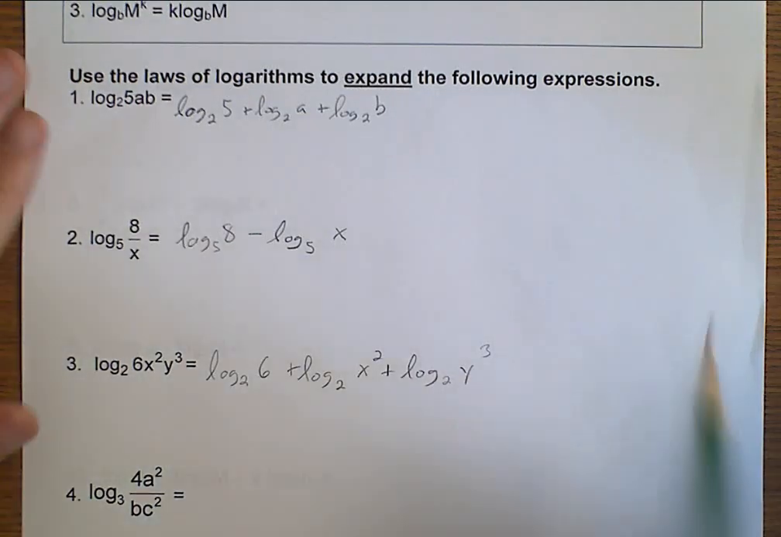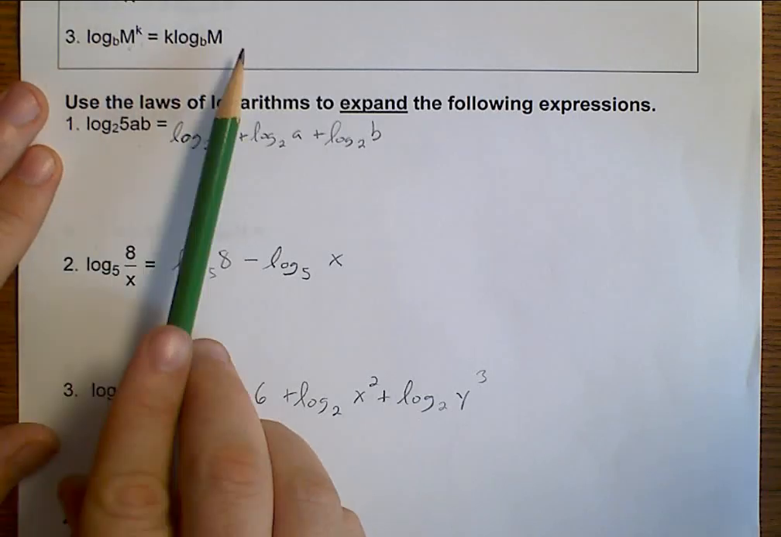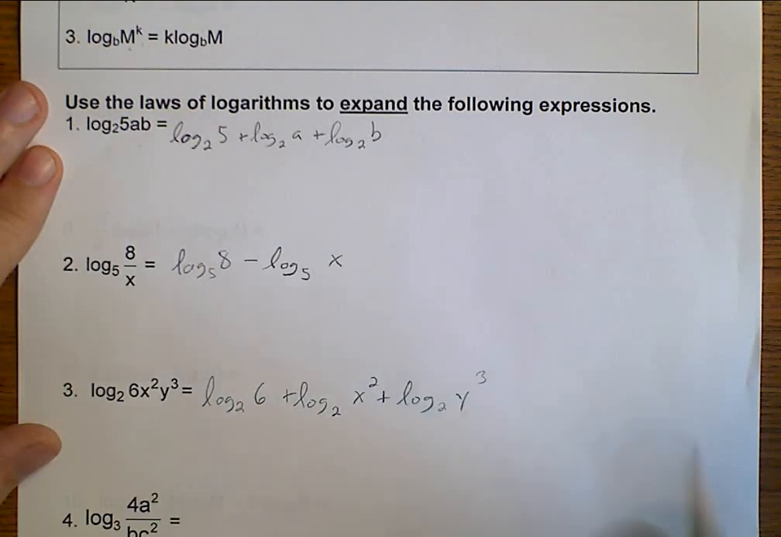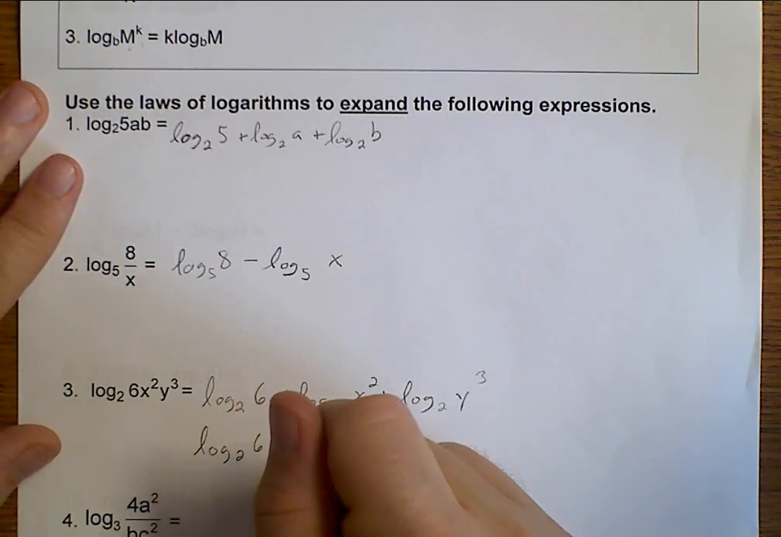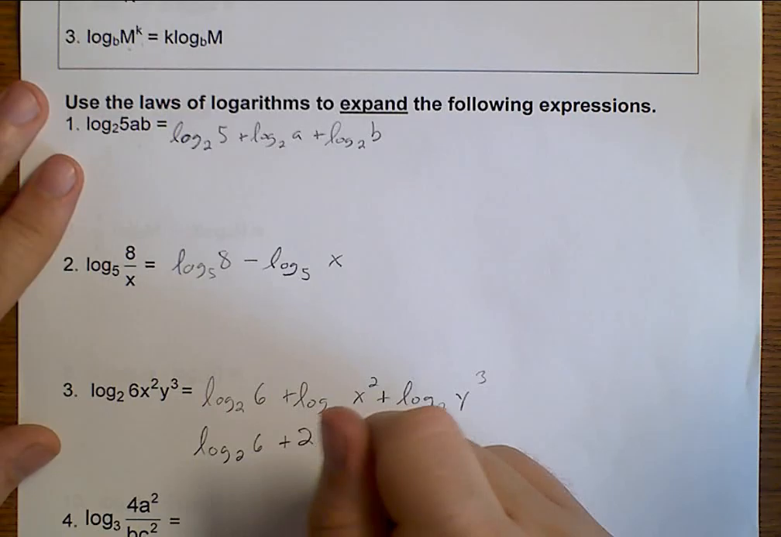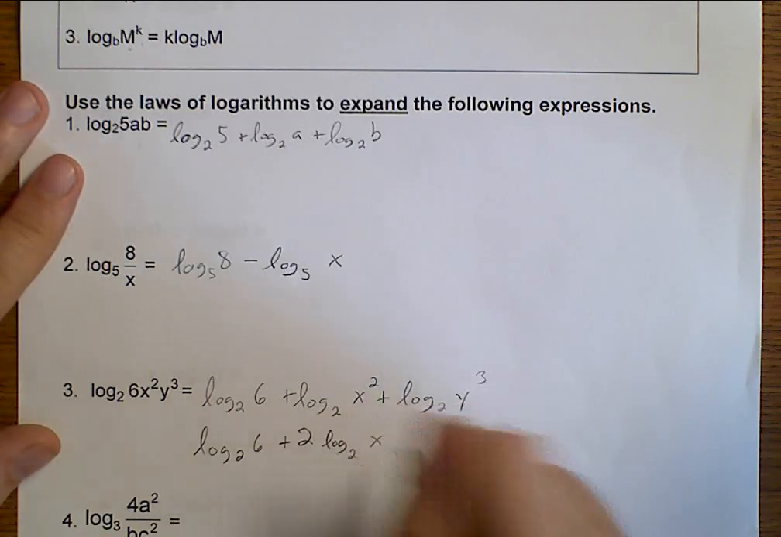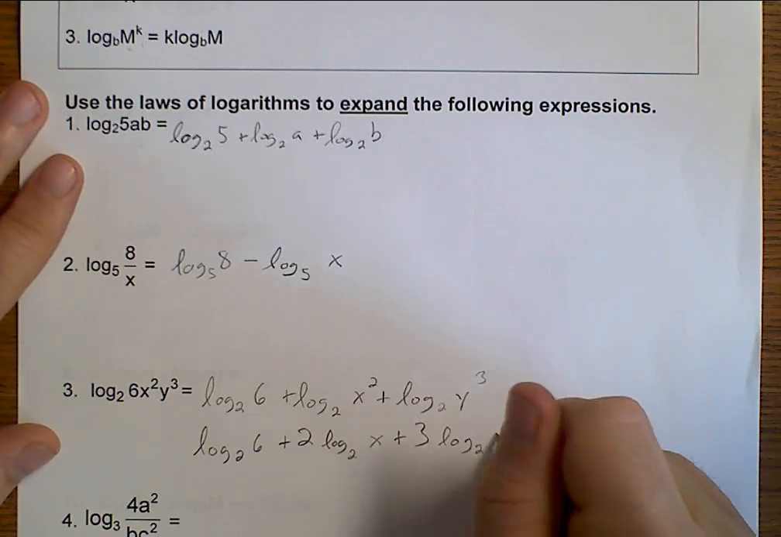Now we're going to use the third rule, which is if I raise a log to a power, I can just move that to the front. So that means that this is the log base 2 of 6 plus 2 times the log base 2 of x plus 3 times the log base 2 of y.